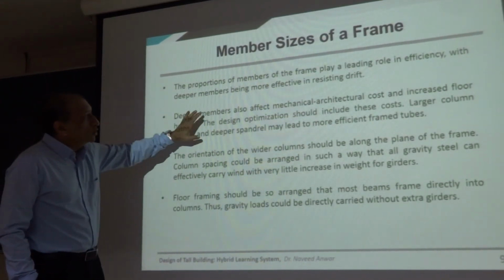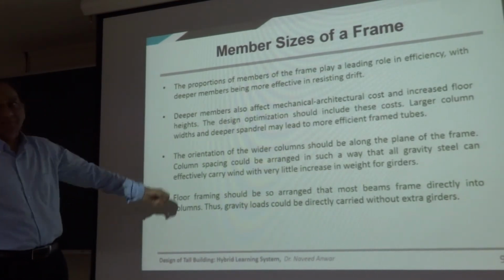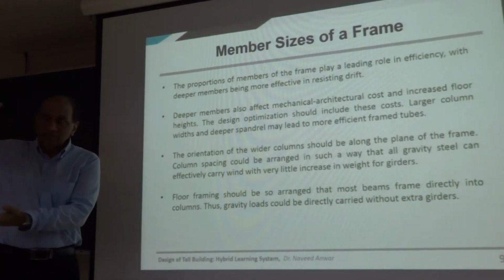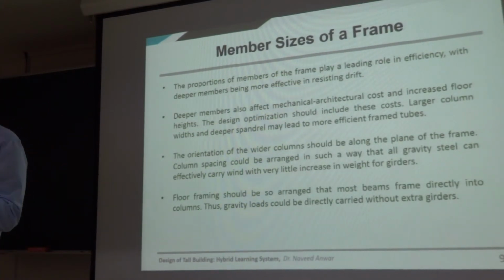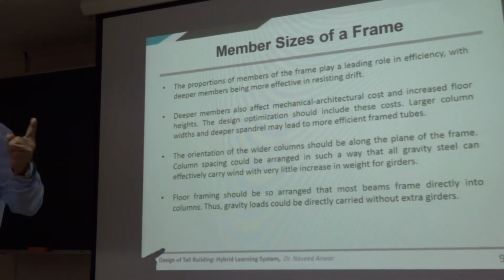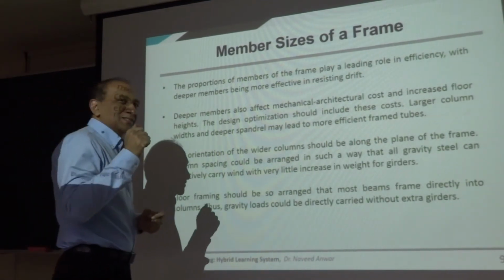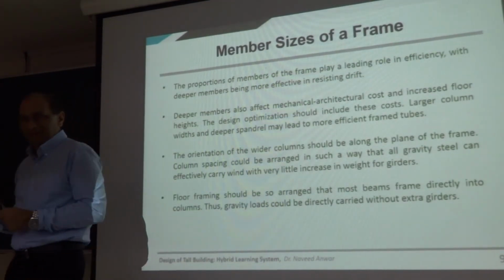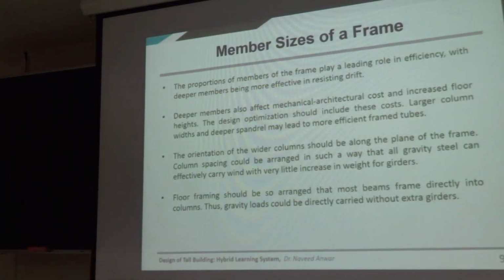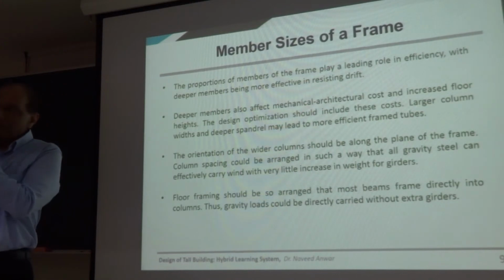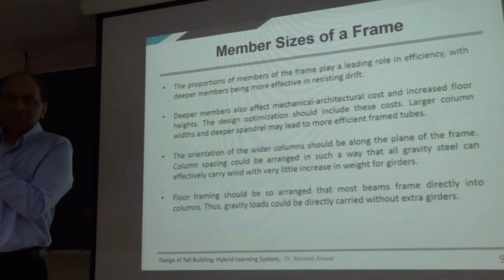For example, deeper members also affect mechanical and architectural cost and increase the floor height. This is an important thing to note here. So if your floor system is going to increase the floor height, now you see everything is opposite to each other. They want longer spans, smaller floor height, smaller column, taller building. So they want everything which is counter logical. It's not logical, but that's the challenge. Okay. So now what they want is they want long span, but they don't want to increase the depth of the beam, because if you increase the depth of the beam, let's say 15 centimeter in one floor, 50 floors multiplied by 15 centimeter, how much is that?